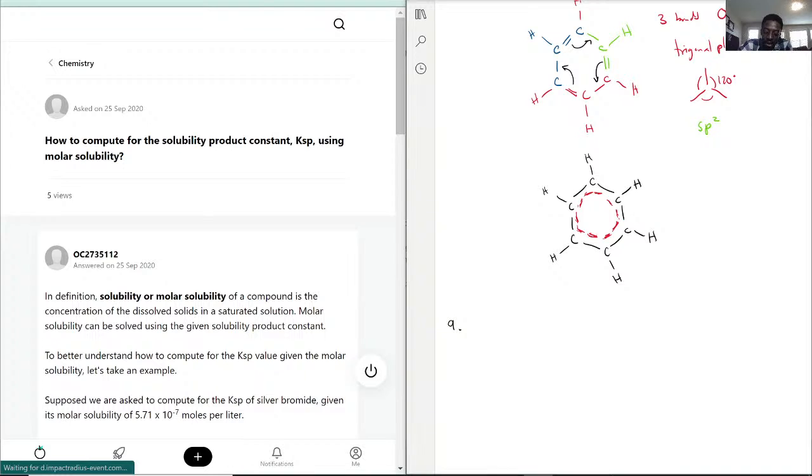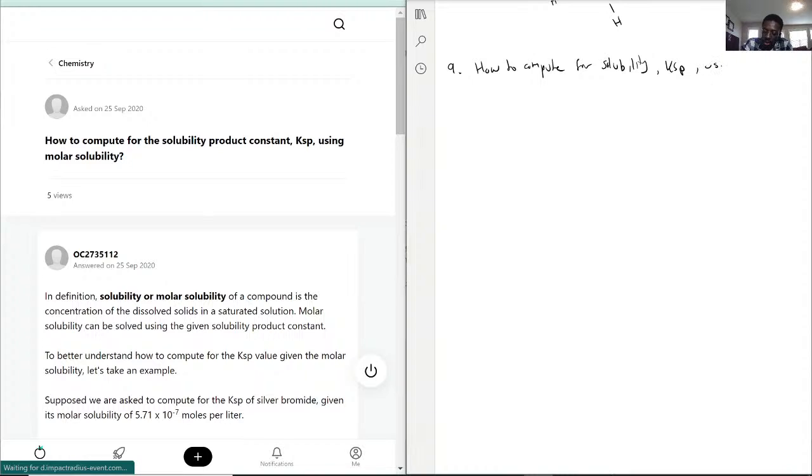How to compute solubility using KSP, using molar solubility. Okay, so molar solubility, let's first find out what that means. It pretty much means that for every mole of the molecule in question, there's a certain amount, in moles as well, that is made from it.